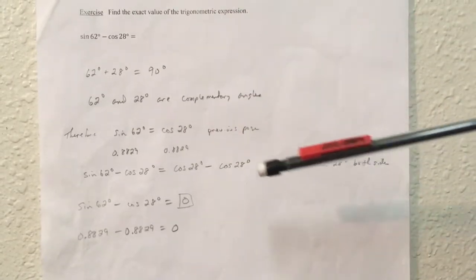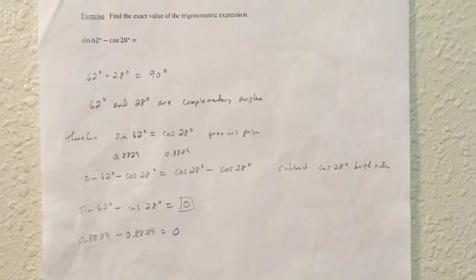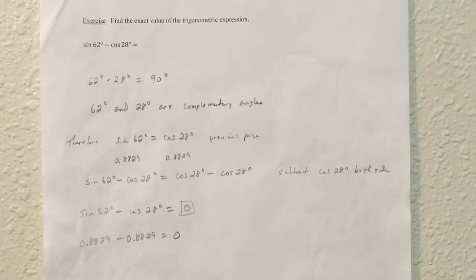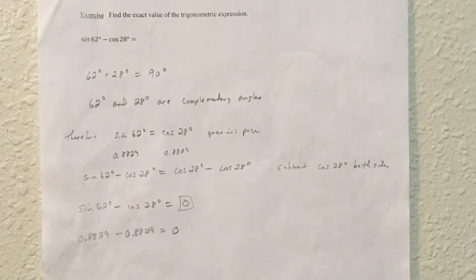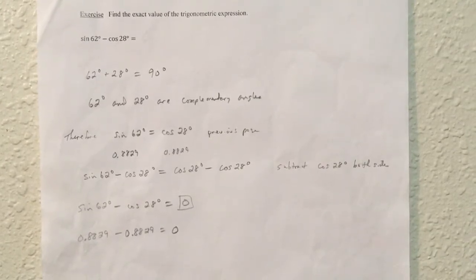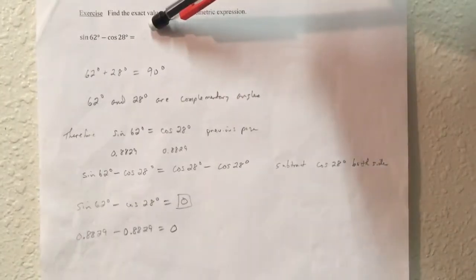Well, the first thing you want to notice is that 62 degrees and 28 degrees are complementary angles because they add to 90 degrees. So it looks like we might be able to apply the complementary angle theorem in determining what the value of this trigonometric expression is.